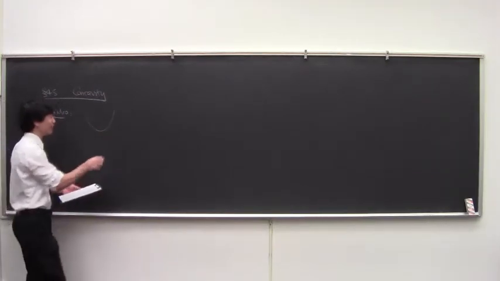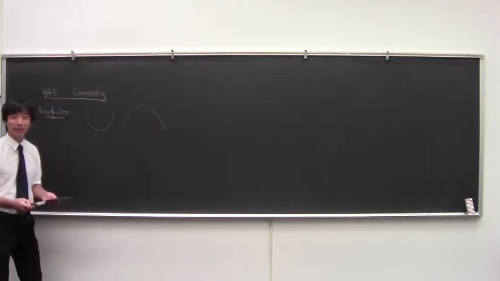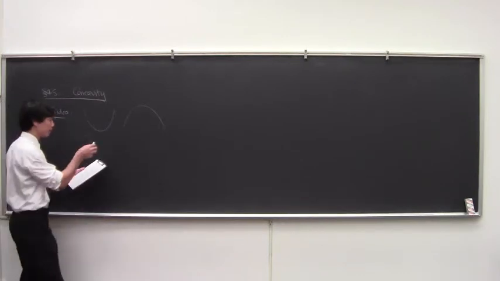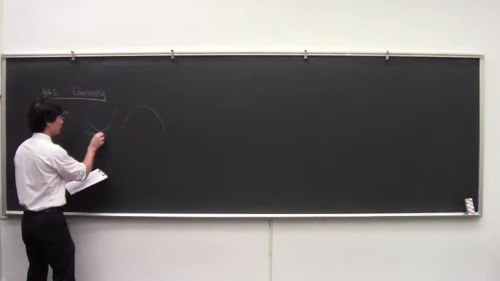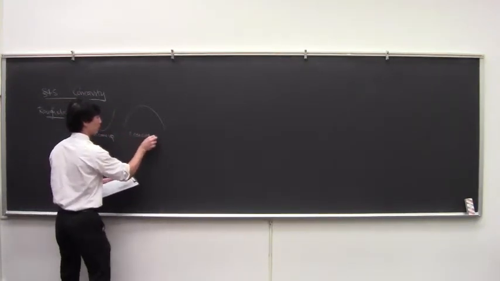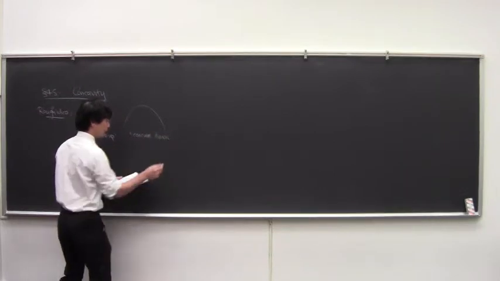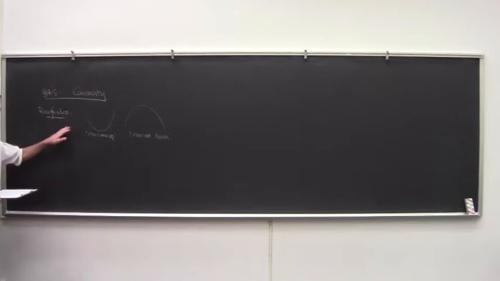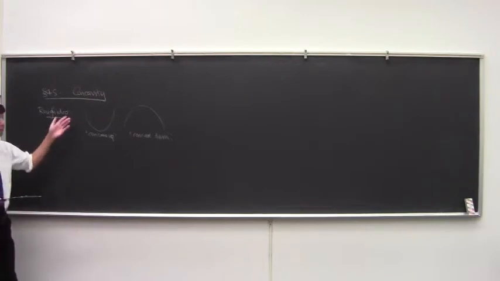That's not a definition. You can't say concavity is when your graph looks like this. But that's the idea, right? This is called concave up. This is called concave down. And you'd like to describe this sort of thing mathematically.